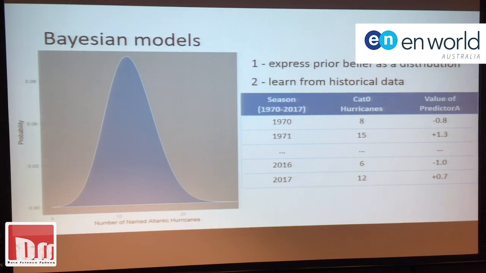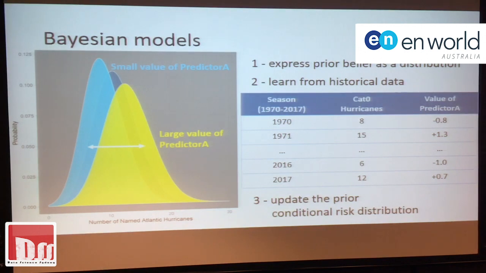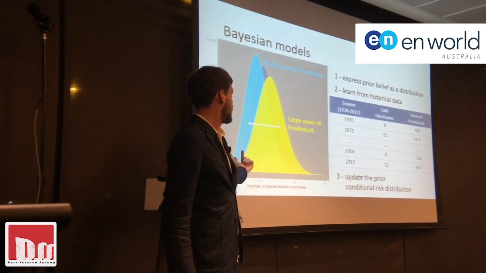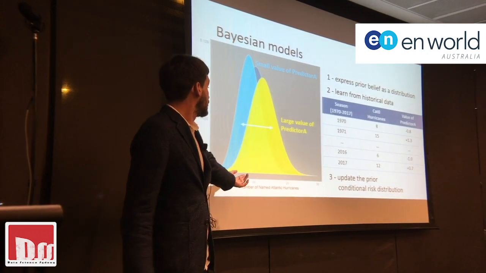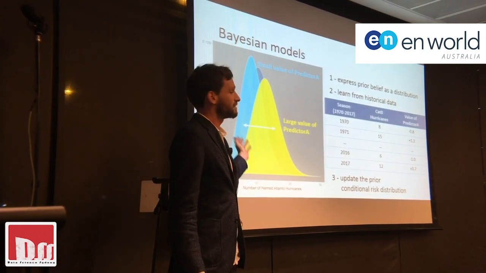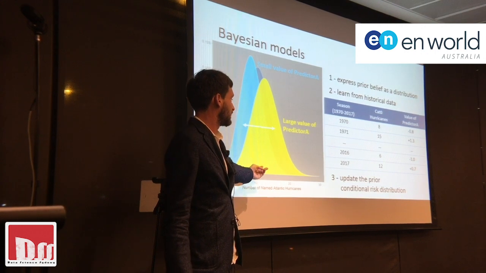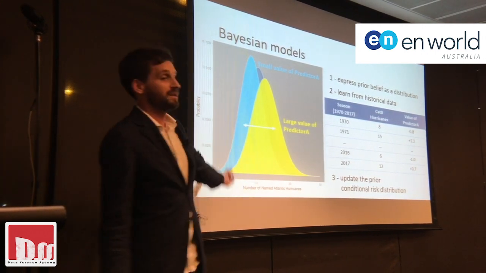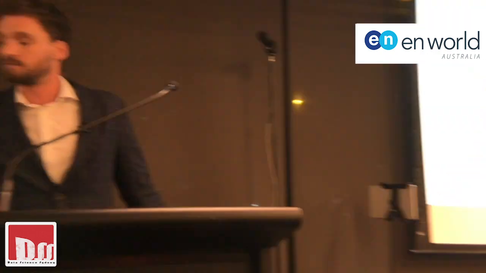And once you've added data, you've updated your prior, and you have a conditional risk distribution, which means that for years where the predictor is pretty strong, you end up with a distribution that is more to the right. You have more risk. You can still have 0 hurricanes that year, but the distribution is now conditional on what you know from the climate. For years where the predictor is low, it's the opposite, and the distribution is more to the left.